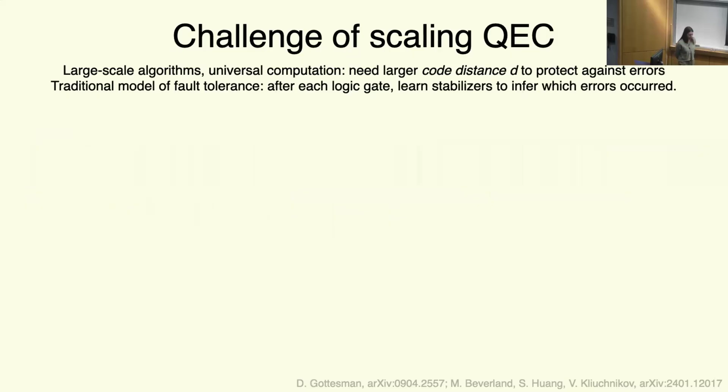Now let's transition to thinking about running a really large-scale algorithm. When we run a large-scale algorithm and want to do all these universal gates, you run into many challenges, and one is that you need a larger code distance in order to protect yourself against errors better and better. And in the way that people traditionally think of doing error-corrected computation, after each logic gate, you're going to basically learn your stabilizers with high accuracy in order to figure out what error occurred.